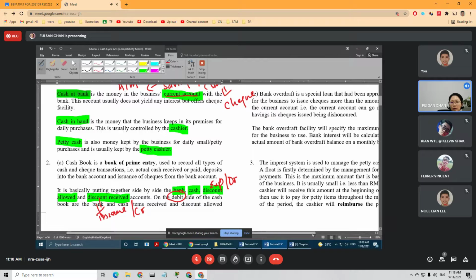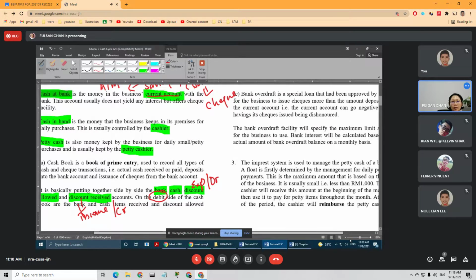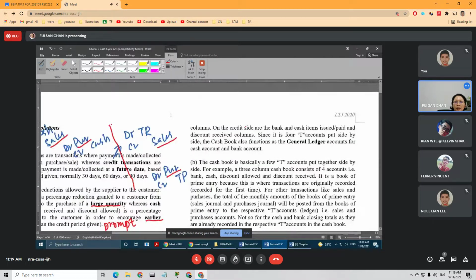Now, how about on the credit side? On the credit side, you will have bank, cash, and discount received. So see, it's a four T account. We combine four ledgers, put them side by side, so we call it a cash book, and this cash book is also like a general ledger.